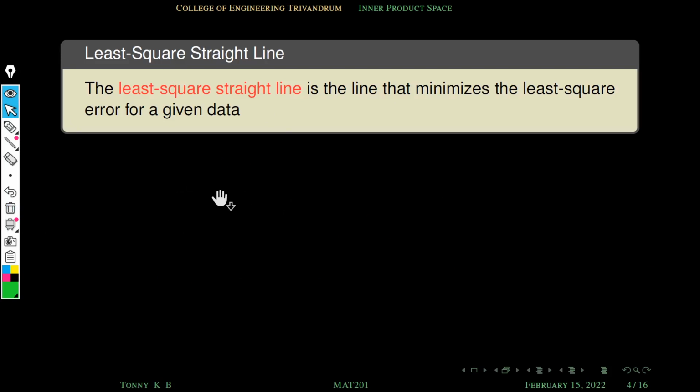So next one, least square straight line. The least square straight line is the line that minimizes the least square error for a given data. Of course, that is the best straight line. That is the best possible straight line, or that is the best linear relationship between given data.